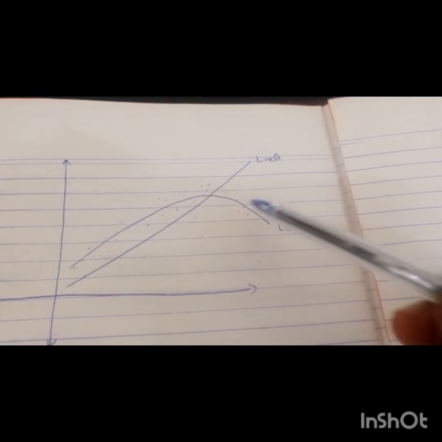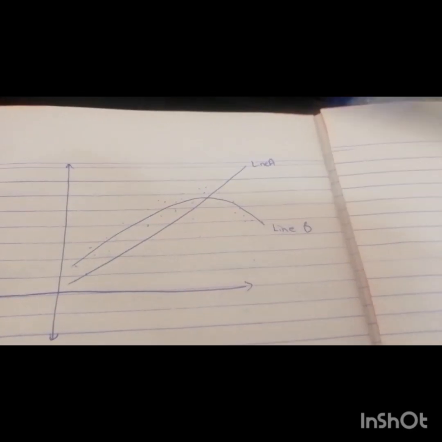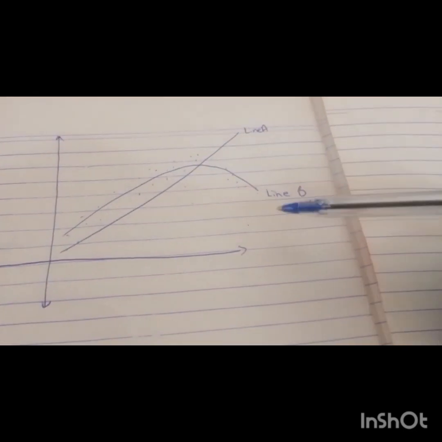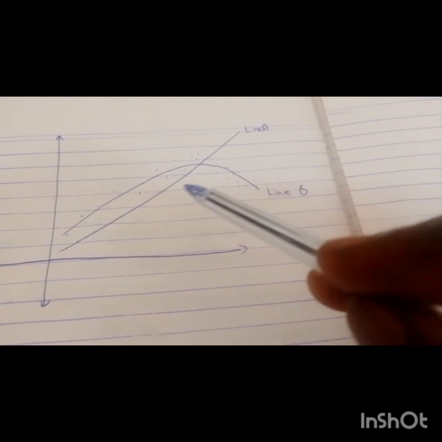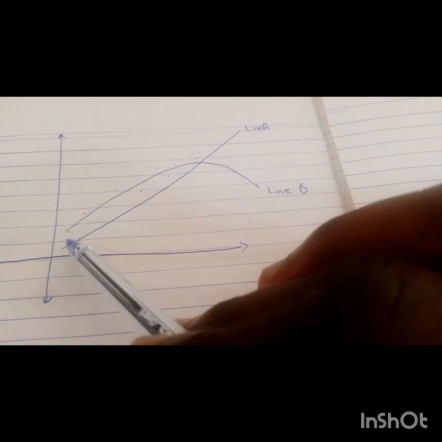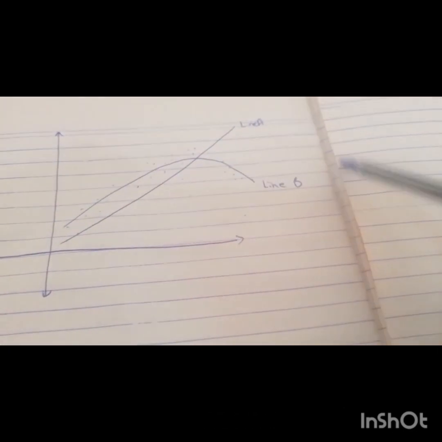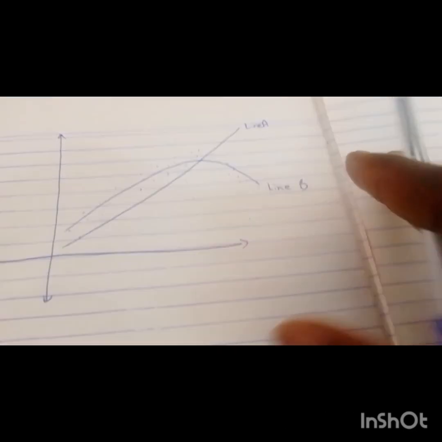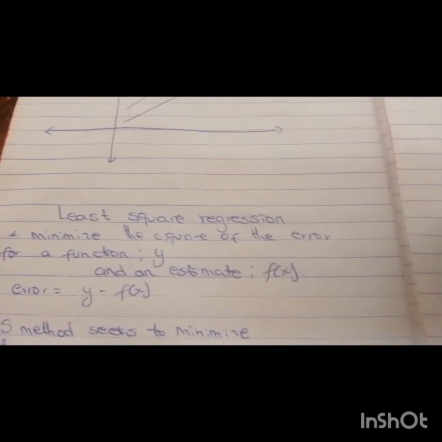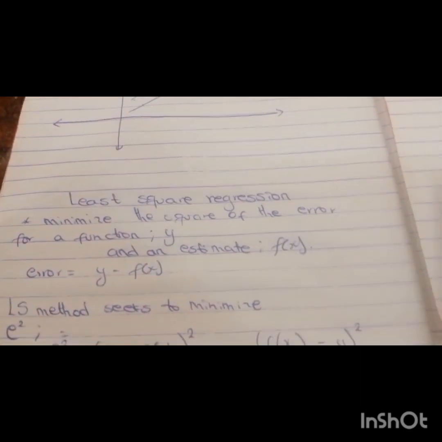So which of these lines best represents the data? That's just an open question. You can answer that for yourself. But then you see that you are trying to estimate a good curve for all the data. That's all about curve fitting. Okay, so let's talk about least square regression.